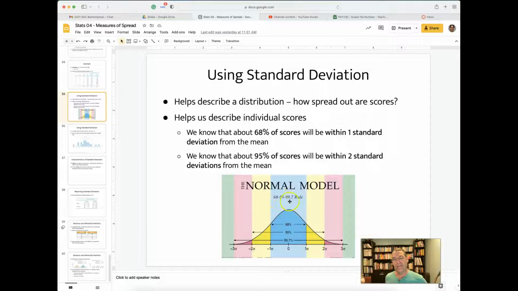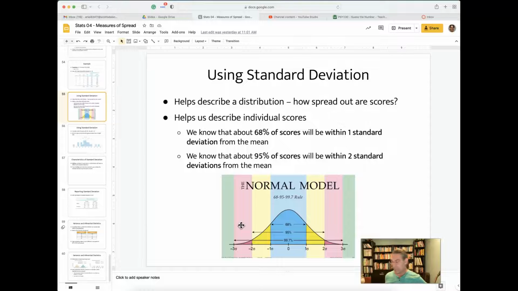So it's called the 68, 95, 99.7 rule because then we find that roughly 95% of people are within two standard deviations of the mean. So it's the 68 between one standard deviation, plus this yellow part here. So we'll find that 95%, in other words, the vast, vast majority of people are no more than two standard deviations away from the mean. So to be way out here, more than two standard deviations from the mean, is a very rare thing. It happens less than 5% of the time.